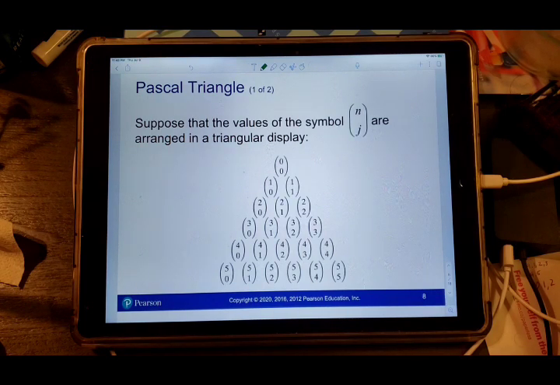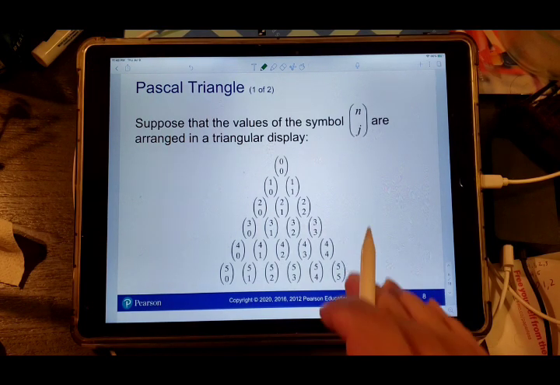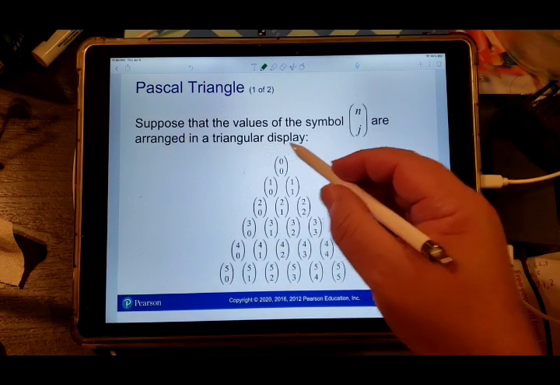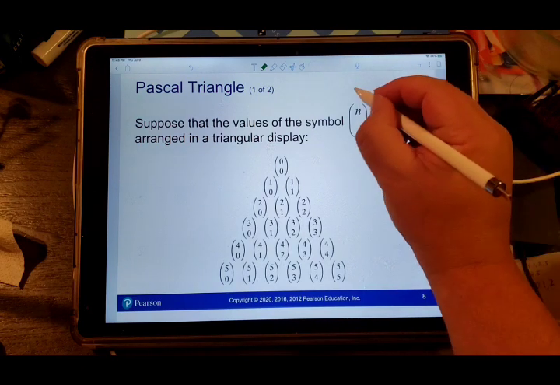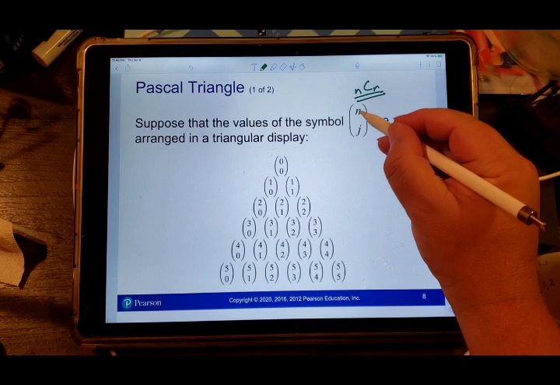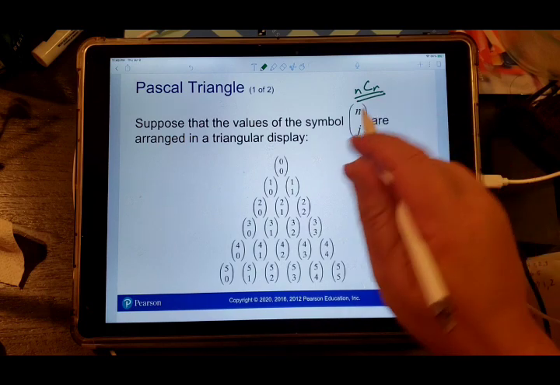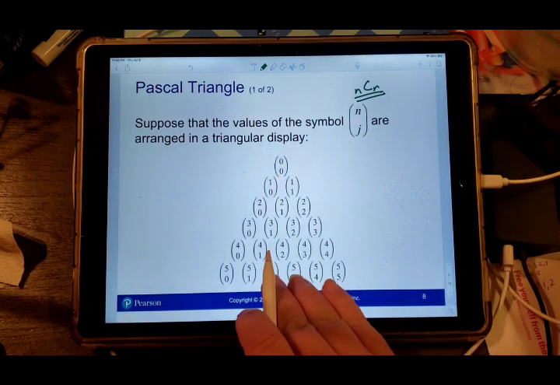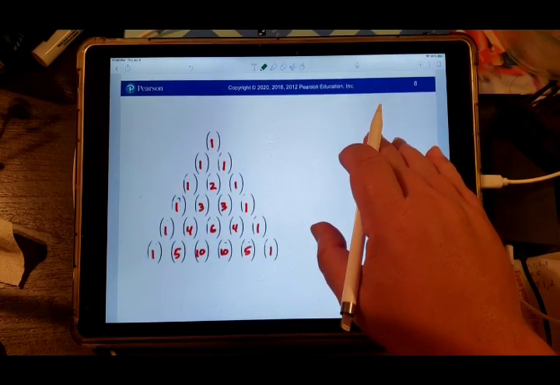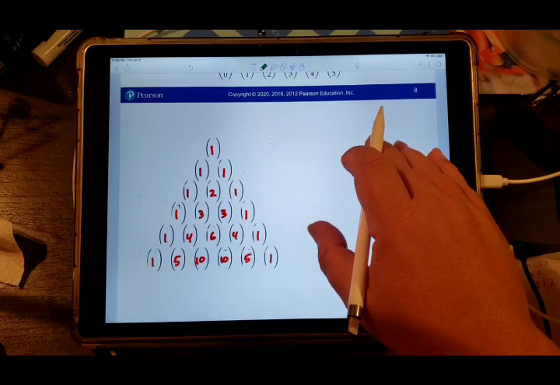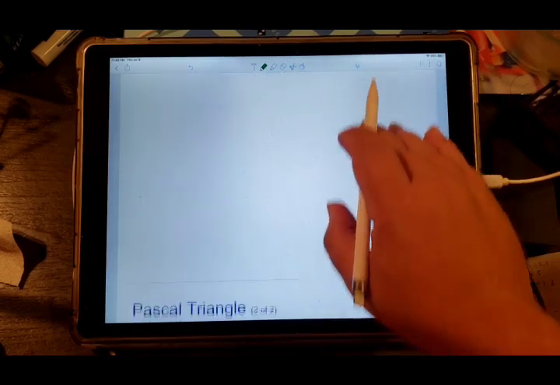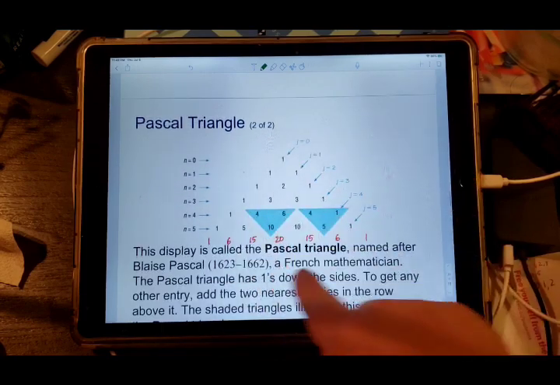Pascal's triangle is something you might have seen. I actually have it written somewhere else, but it turns out that this NCR button on our calculator is a way to calculate entries in Pascal's triangle. I actually have Pascal's triangle here numerically. And, well, this is my handwritten one. The book has it.